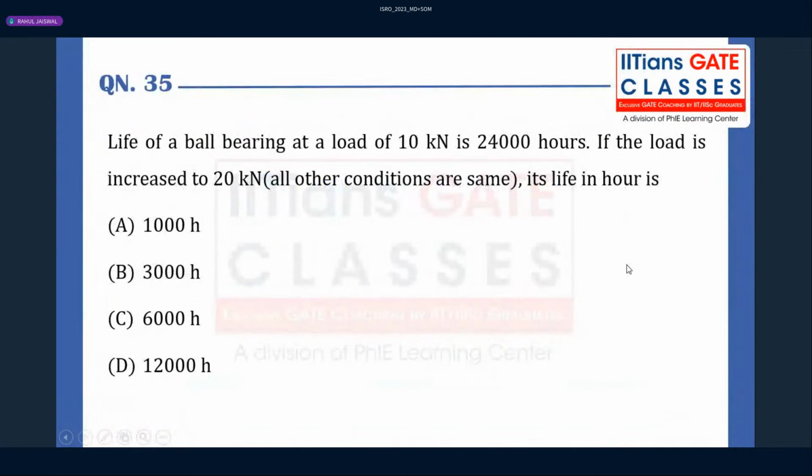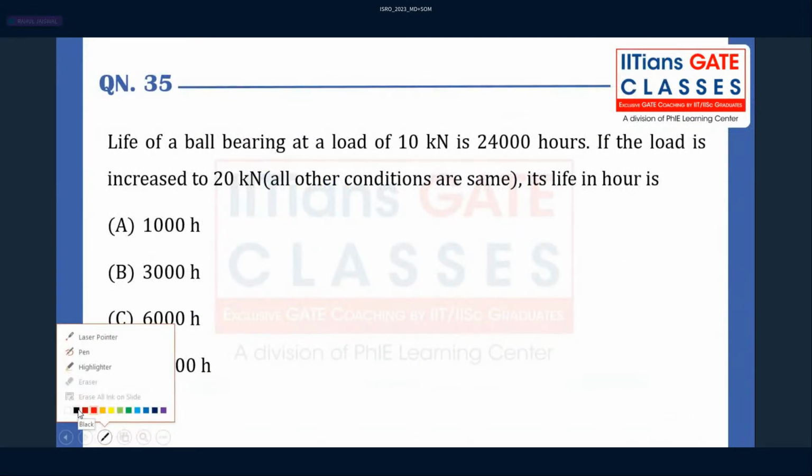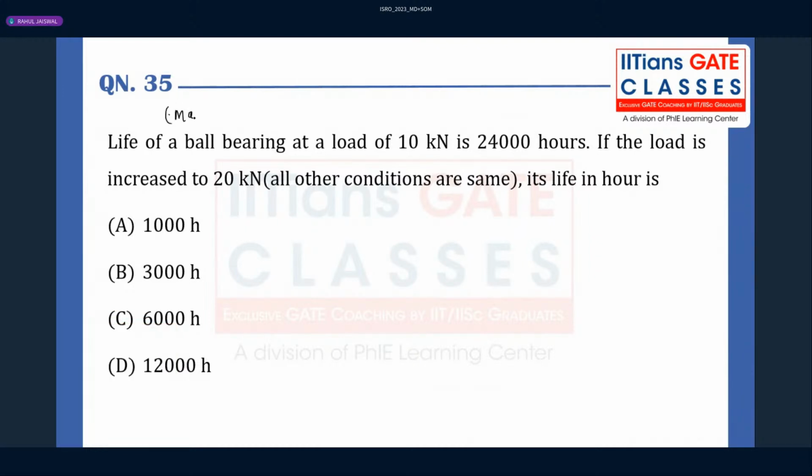Here, when you see question number 35, this question is basically from machine design. They have already asked a very similar question in 2016 also. One more time they have repeated it. Even before that, in 2015 also, they repeated this same ball bearing question.